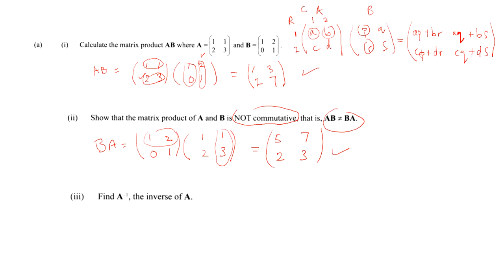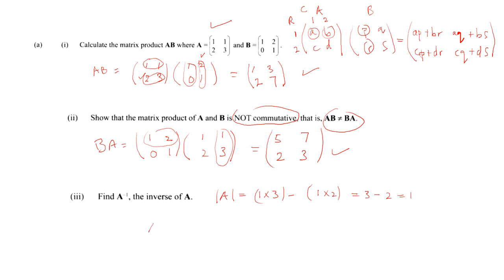All right. Now they ask us to find the inverse of A. So this is the matrix A, sorry. The first thing we need to do is to find the determinant of A, which is 1 multiplied by 3, so it's 1 by 3 minus 1 by 2, which is 3 minus 2, which is 1.